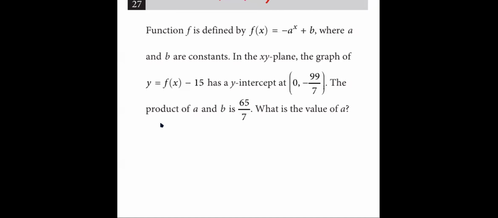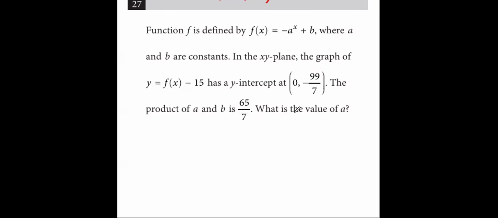Okay, so for question 27, we're given a function, given another function, and we're told the product is 65 over 7, and we're given the intercept. So we need to find a. So first, we use this piece of information right here. We start by plugging into f of x to find y, because we know what y should equal, and we need to find the value of b.